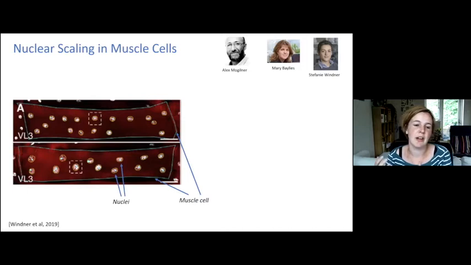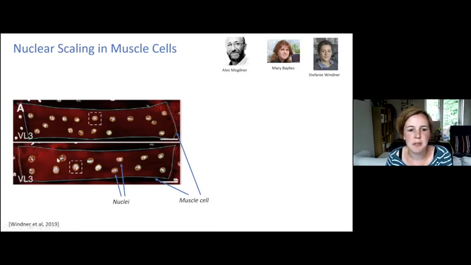One project that I worked on together with Alex Mogilna at NYU, Mary Bayliss and Stephanie Windner at Sloan Kettering, was that we looked at another type of multinucleated cells that are maybe more relevant to us, which is muscle cells. They also have multiple nuclei, as opposed to your standard cell that just has one. Here we worked with fly cells. Each of those blue rectangles is a fly cell in a developing fly muscle, and the nuclei are the yellow circles.